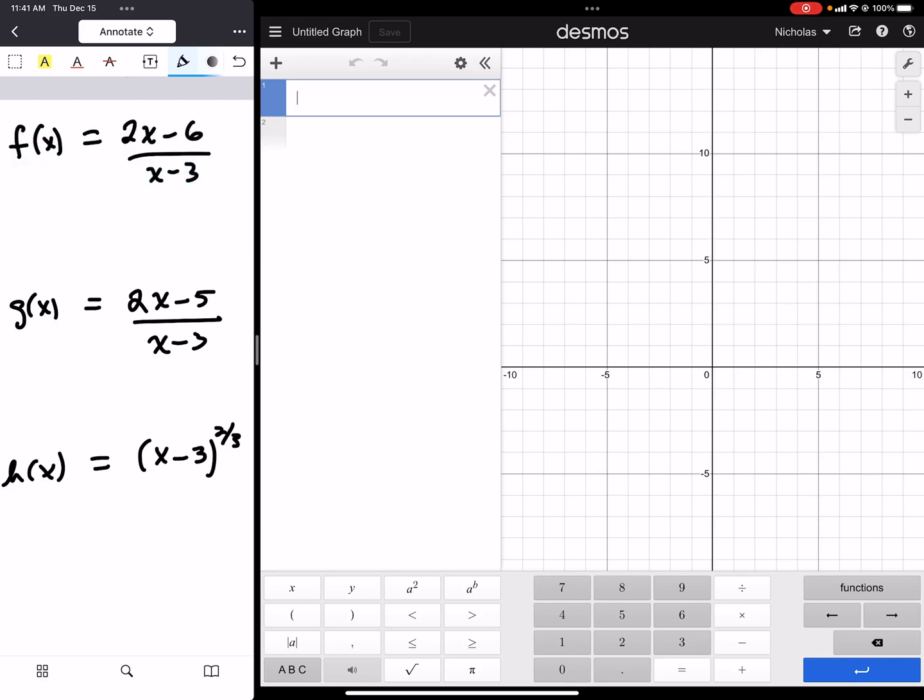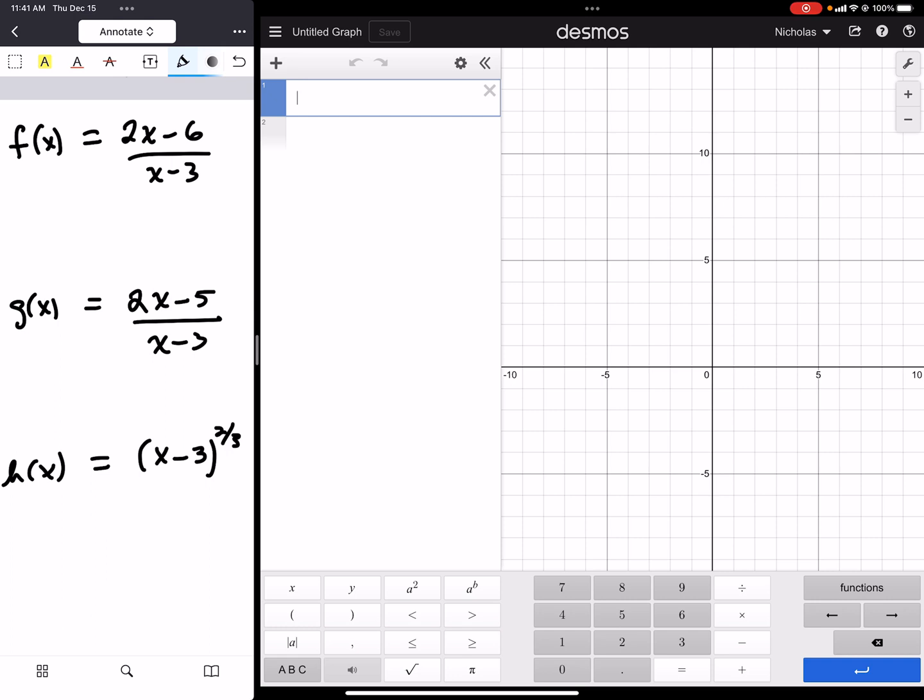In this video, I want to do a quick review of some pre-calc topics and then link them to some calculus topics. So I have three functions on the side here that I have written down. f of x is (2x minus 6) over (x minus 3). g of x is (2x minus 5) over (x minus 3). And h of x is (x minus 3) to the 2/3.